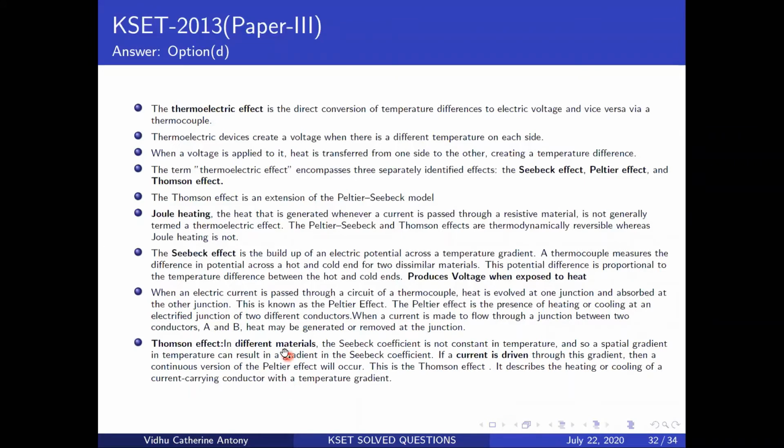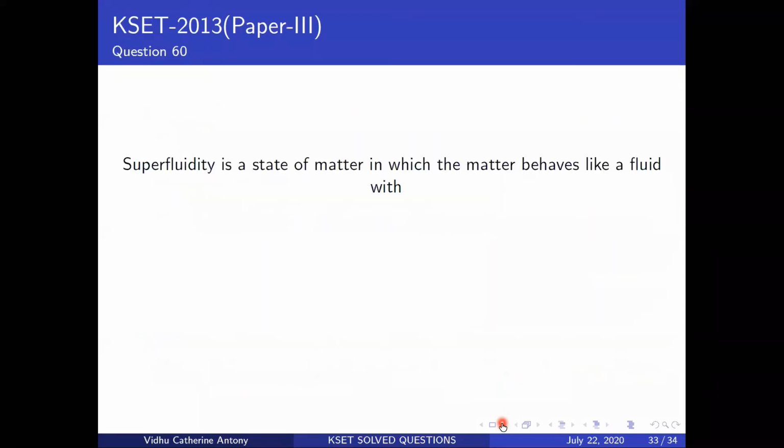And your Thomson effect, again, is basically a current that is driven through a temperature gradient. So there's basically a continuous version of the Peltier effect occurring. So it's the Thomson effect, and there's heating or cooling of that current-carrying conductor. So that's the summary of these thermoelectric effects. Okay, so this is the last question.